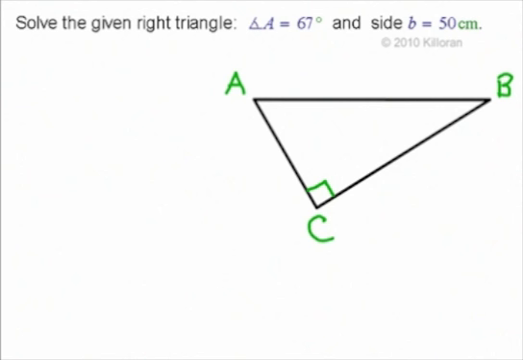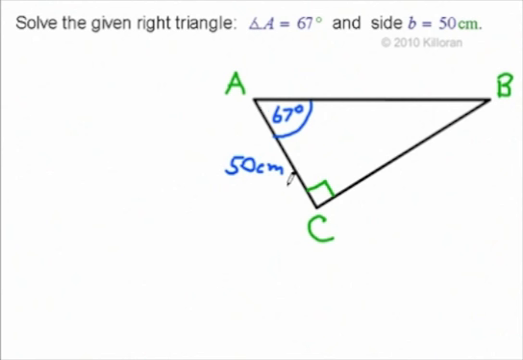And let's put in our information that we're given. Angle A is 67 degrees, so I'll put that here, and that is this angle at that vertex. Side B is opposite of big B, so that's going to be this side over here. So this will be 50 centimeters. And since we're solving this, we want to find all the other sides and all the other angles.